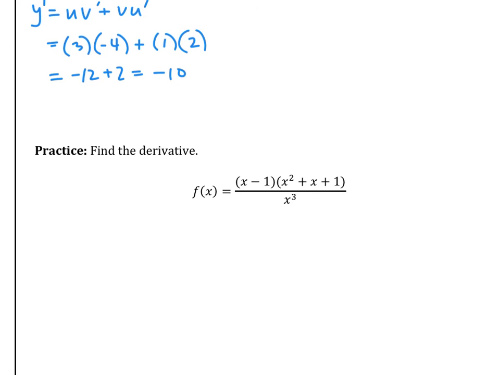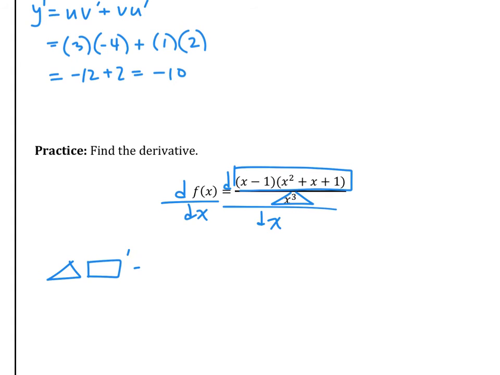So basically, if we're trying to find the derivative of this whole thing, we would have to treat it as one big thing over something else. So we'll have to think of it as a quotient rule. I'm going to keep it with box and triangle for now, so you can see the logic behind this. Okay, so if it's a quotient rule, then we're going to do low d high minus high d low all over low squared.